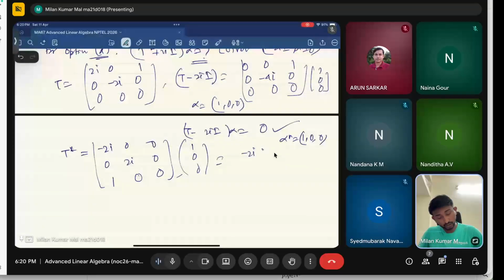So this is of course not equal to minus 2i times alpha. So this is a counter example; you need to check it a little bit carefully. In fact, I can do it here also.